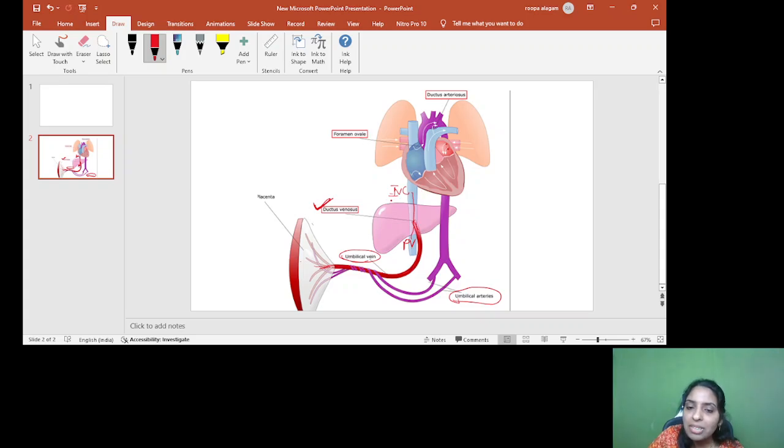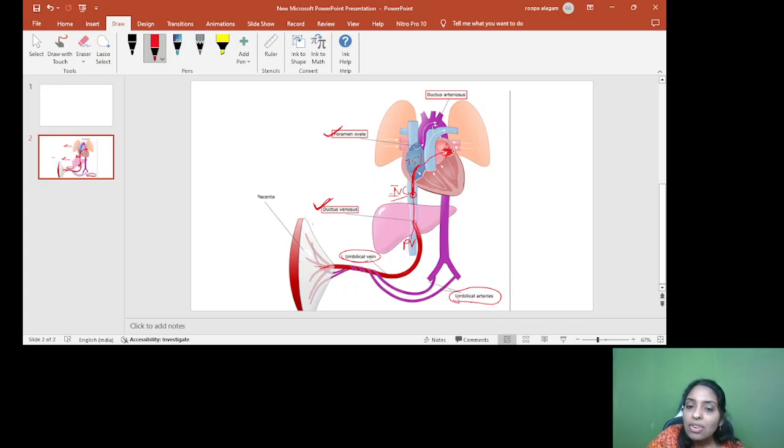So from the inferior vena cava, the blood now enters into the right atrium of the fetal heart. Almost 75% of the blood which is present in the right atrium of the fetal heart now enters into the left atrium. How it enters is through the foramen ovale. From the right atrium, it enters into the left atrium.